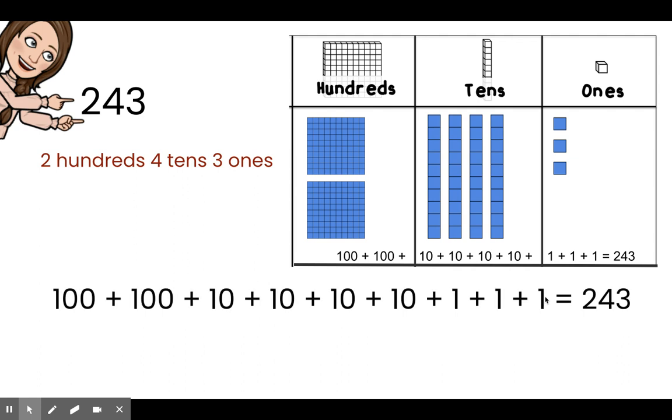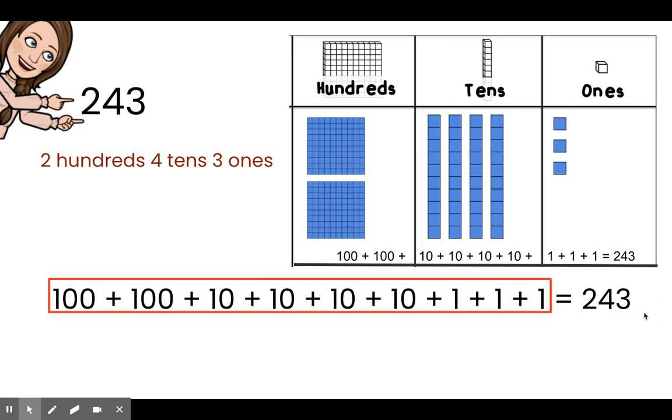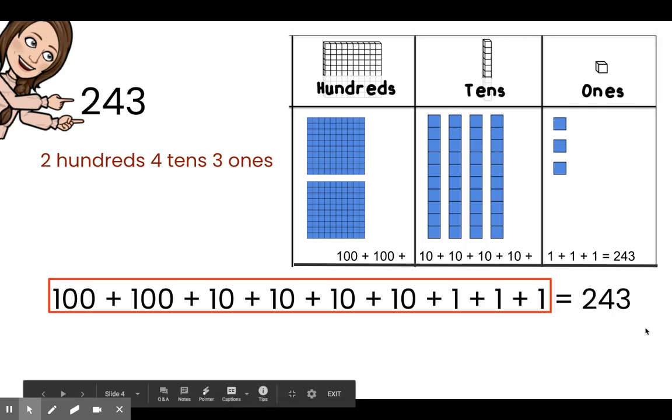Let's look at this equation that popped up at the bottom of our place value chart while we were counting. You may notice that I put addition symbols in between each of the values as we counted them. 100 plus 100 plus 10 plus 10 plus 10 plus 10 plus 1 plus 1 plus 1 equals 243. This equation right here is the same as 243. It's adding each of these place value blocks, their value, together to get our total of 243.